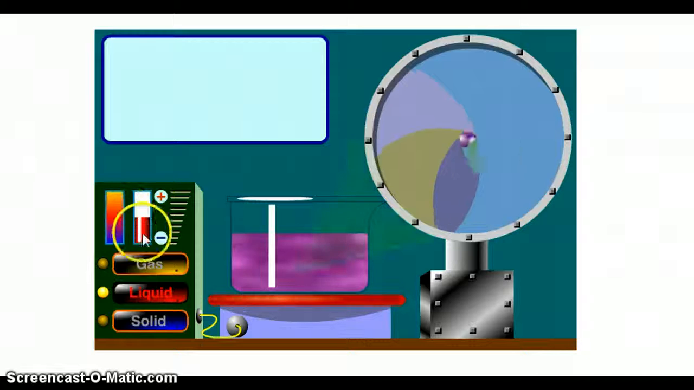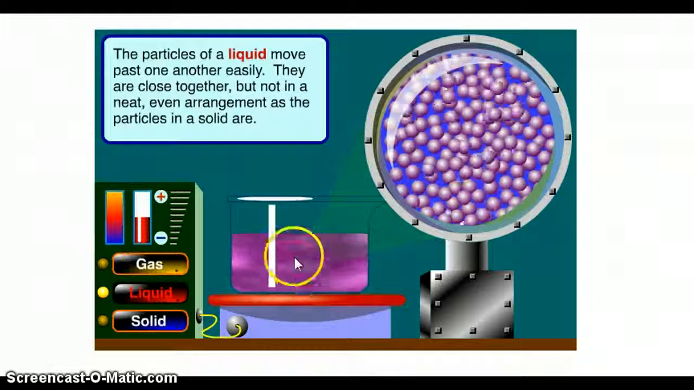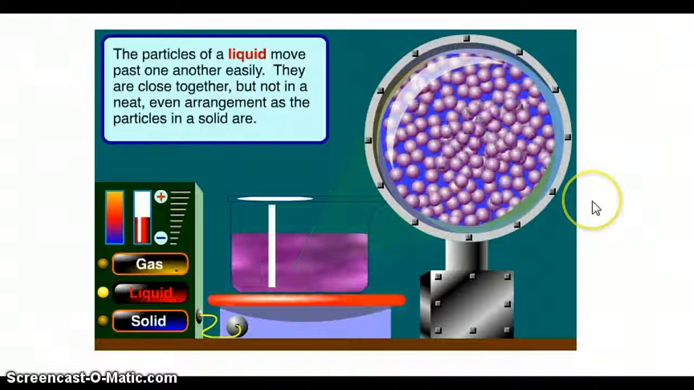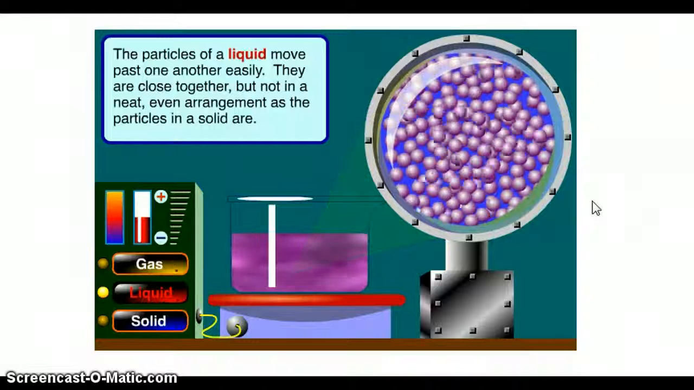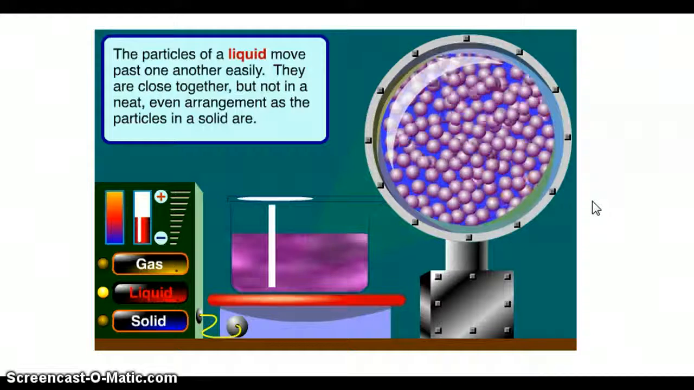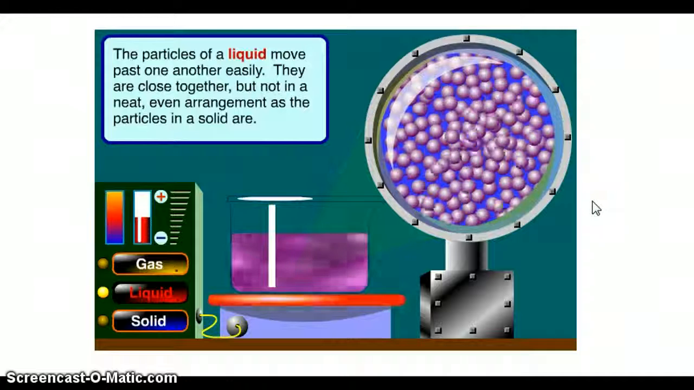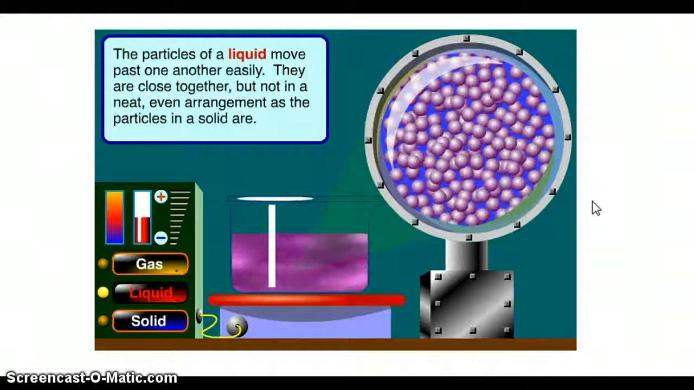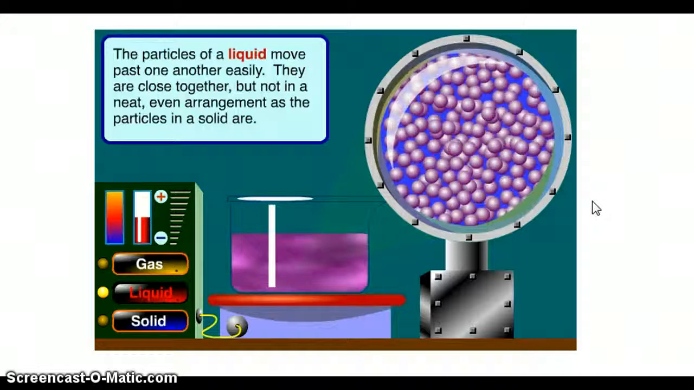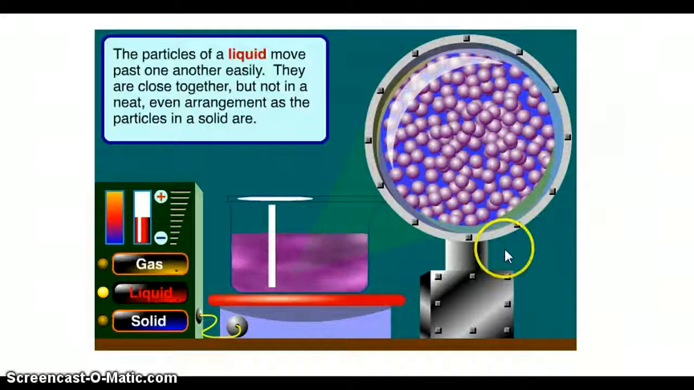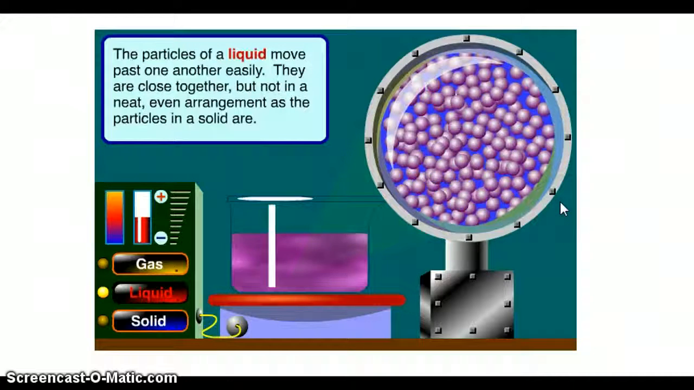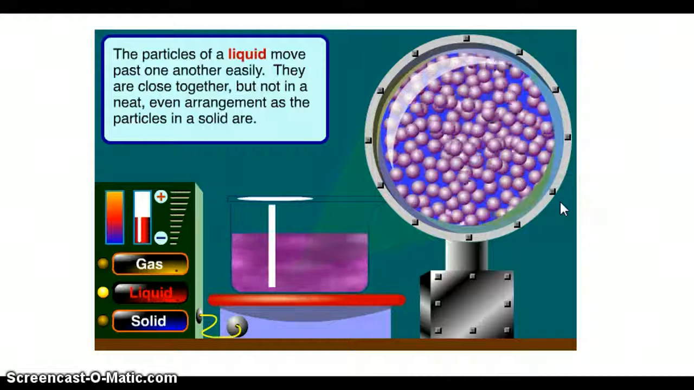The heat's going up, which you can see over here. Now we have a liquid. Particles in a liquid move past one another easily. They kind of slide past each other. They are close together, but they're not neat like a solid. With solids, they're in a neat formation. They kind of look like straight lines all the way up. But if you notice over here, the liquids are really moving around. They're kind of flowing. That's how liquids flow.